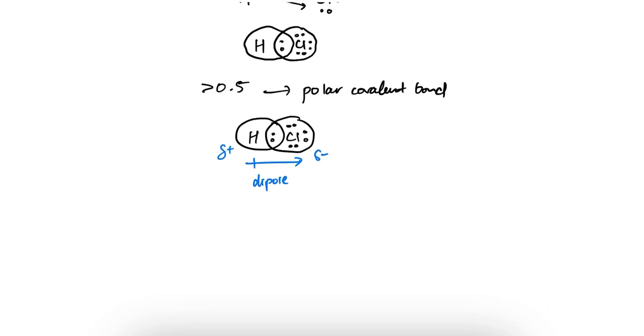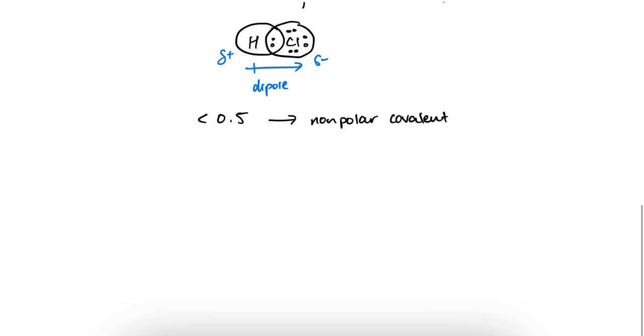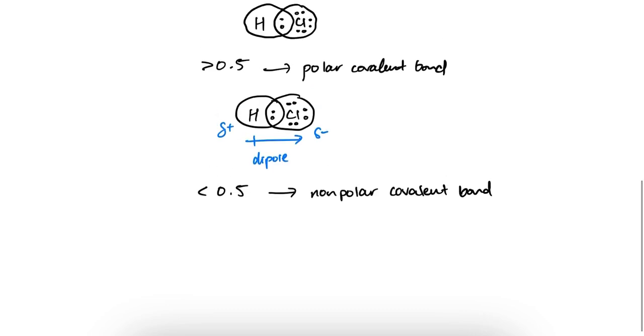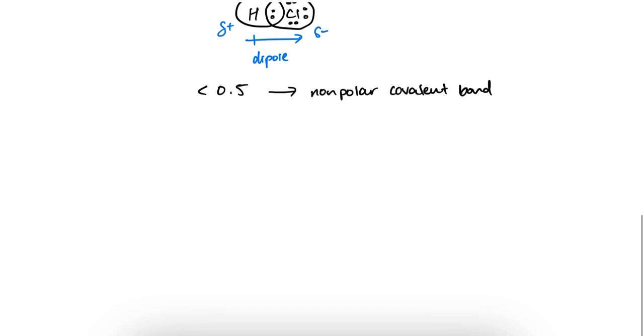On the other hand, if the difference in electronegativity is less than 0.5, we would form a nonpolar covalent bond. And this is really common with two atoms that are the same that are bonded to one another. So let's say we had an oxygen bonded to another oxygen. Because they have equal electronegativities, at any given moment, the electrons are likely to be distributed relatively evenly between the two. So we don't really have a dipole like we did before. So this would be called a nonpolar covalent bond.